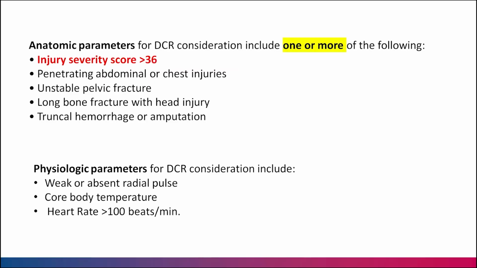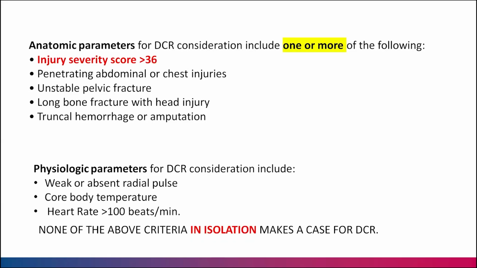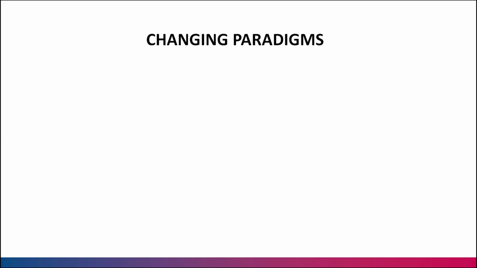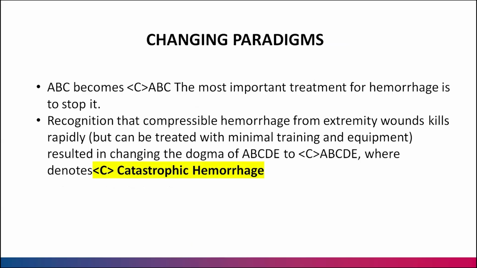Okay, patients with an injury severity score of more than 36 warrant DCR. Patients with penetrating abdominal or chest injuries warrant DCR. Unstable pelvic fractures, long bone fractures, head injury, truncal hemorrhage, or amputation. All of these patients would require damage control resuscitation. Patients with physiological derangement, okay, especially leading to excessive tachycardia, absent radial pulse, with any other type of injury, also might require damage control resuscitation. So, what I talk about physiological parameters are patients who do not have the above anatomical derangements but still have signs of hemodynamic instability. In those patients, also, you can initiate DCR. Okay, so none of these criteria should be used in isolation. It should be on a case by case scenario, and most of this you can remember looking at the clinical presentation of the patient.